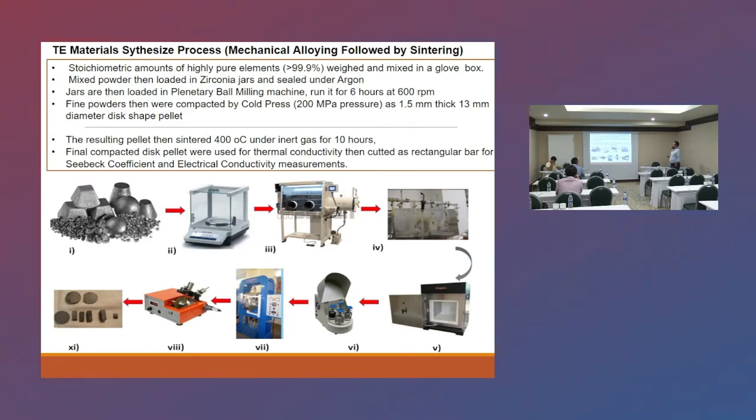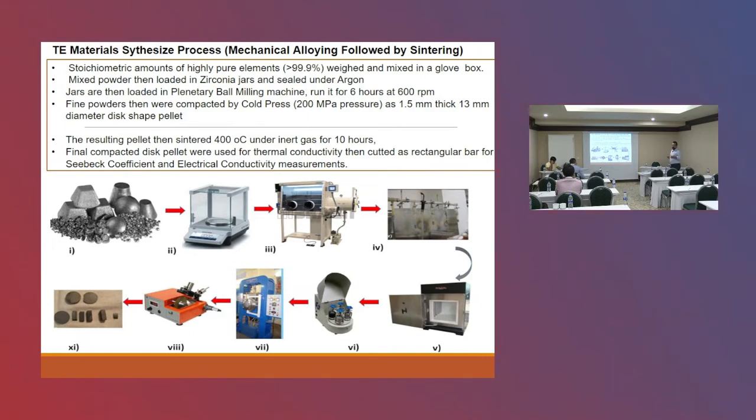For the sample preparation processing, I want to give you brief information. First of all, we use high purity metals and weigh them in the glove box, and then mix them and put them in zirconia jars, which are sealed under vacuum. Then we put them in the planetary ball mill for 6 hours at 600 RPM. We take the fine powders out from the jars and cold press them at about 200 megapascal pressure into disc-shaped pellets, 1 millimeter thick and 30 millimeter in diameter.